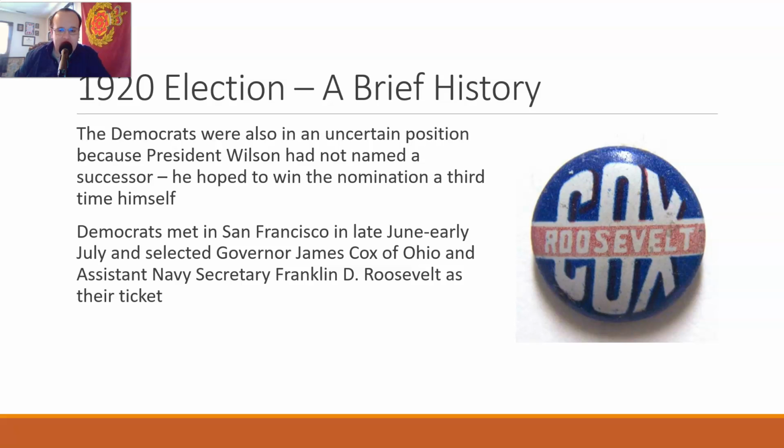So, Cox and Roosevelt. The Democrats were also in a really very uncertain position. President Wilson had not named a successor, had not pointed to a guy and said, this is who you're going to run after me. He had hoped to win the nomination a third time himself, and he might have done. I mean, who's to say, really? But he was, at that point, so unhealthy and just very sickly, having suffered that stroke. He wasn't up to it at that point, and I think he knew that too.